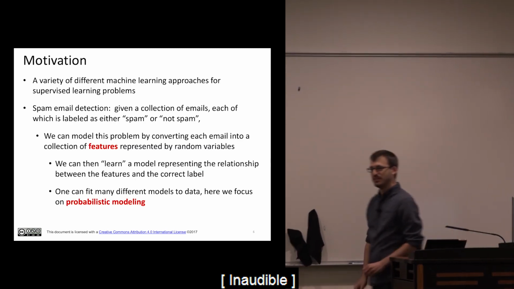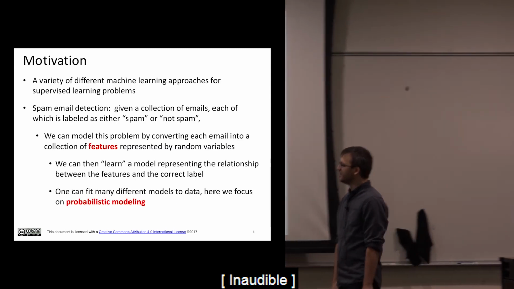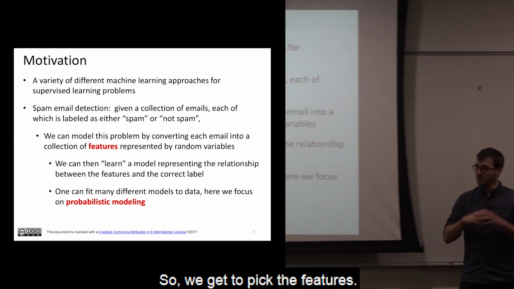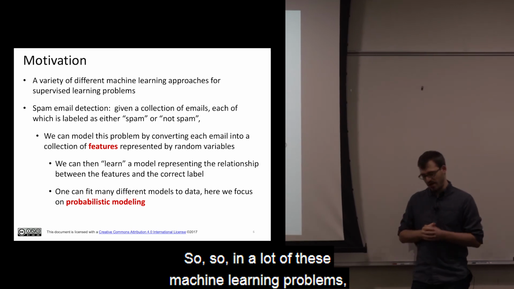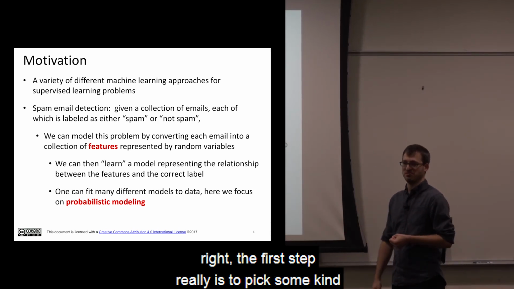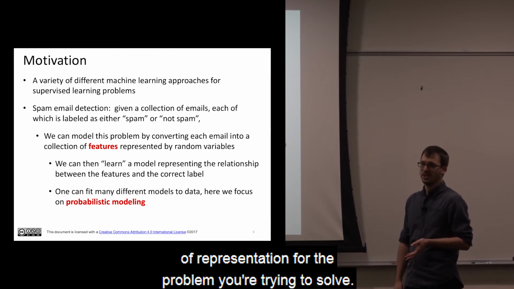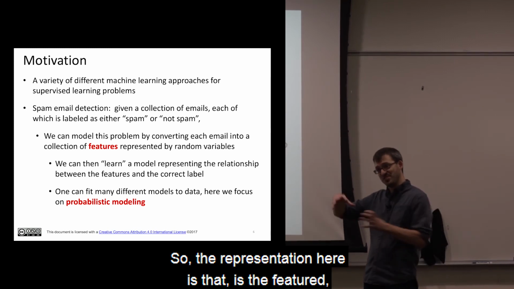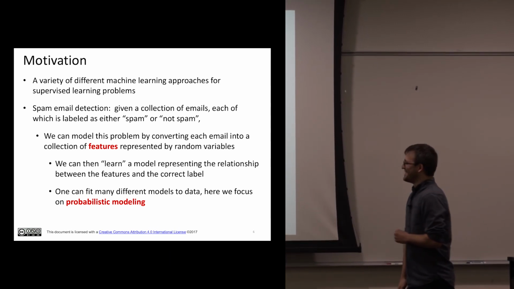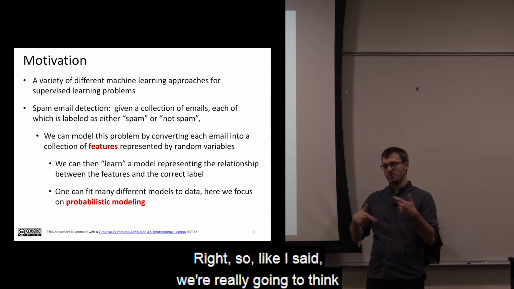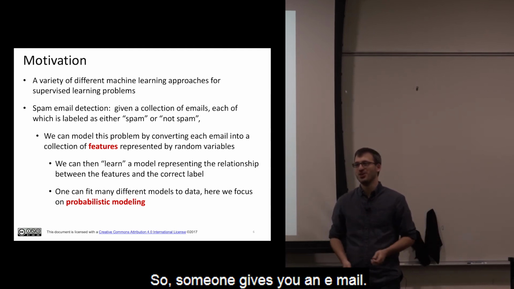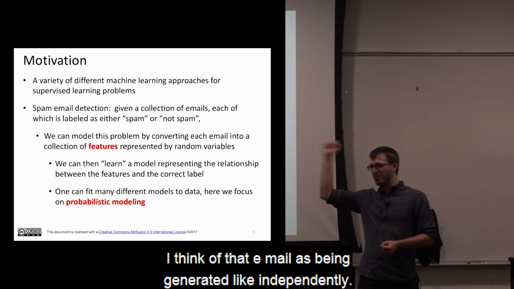Sure. So you said choosing features, but then you said the features are random variables? We get to pick the features. In a lot of these machine learning problems, the first step really is to pick some kind of representation for the problem you're trying to solve. The representation here is the featurized version of your data. Sure, but what does random mean in this context? Right. Like I said, we're really going to think of our data as being generated by some random process. So someone gives you an email, and I think of that email as being generated independently.